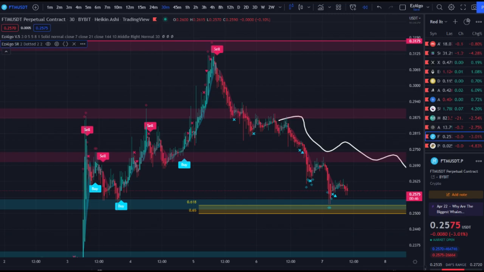So this is how I trade, guys. I use the zones from Easy Algo. I'll use some other confluences like the golden pocket, maybe the 0.5 fib. But no matter what trading strategy I use, I make sure to keep these levels in mind.